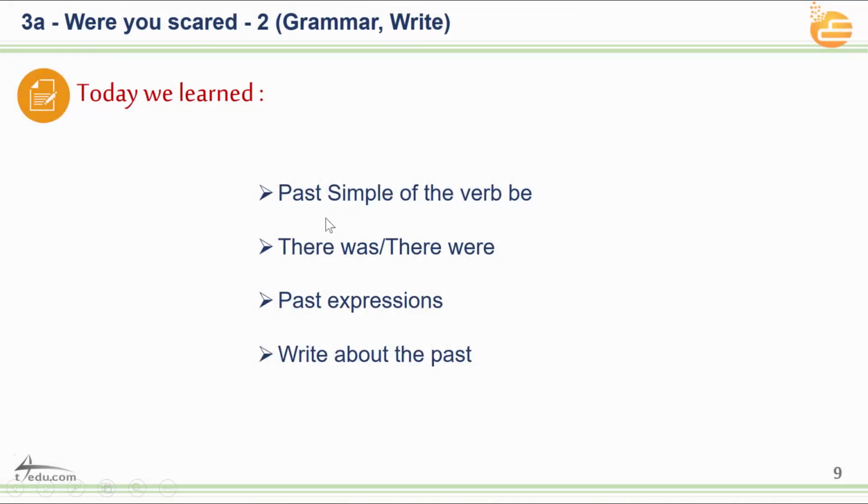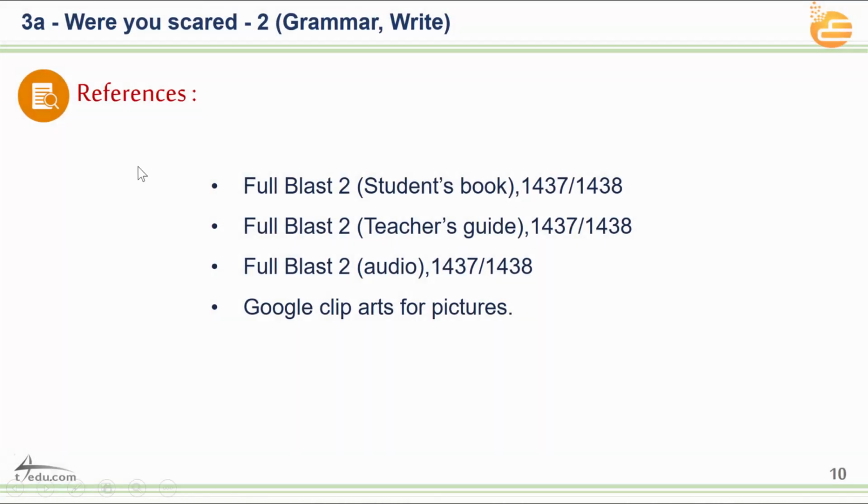Today we learned, number 1, past simple of the verb be. Number 2, there was and there were. Number 3, past expressions. Number 4, write about the past. So this is the end of our lesson.